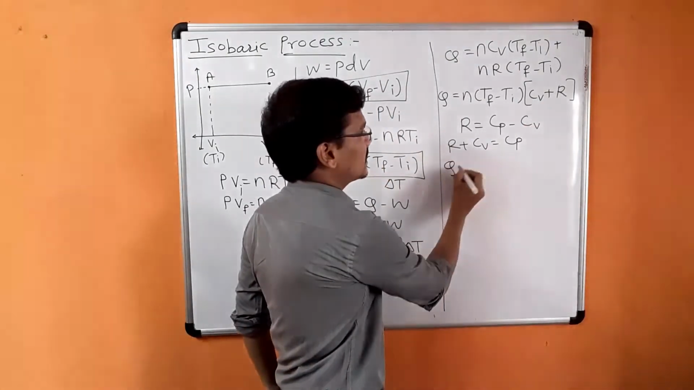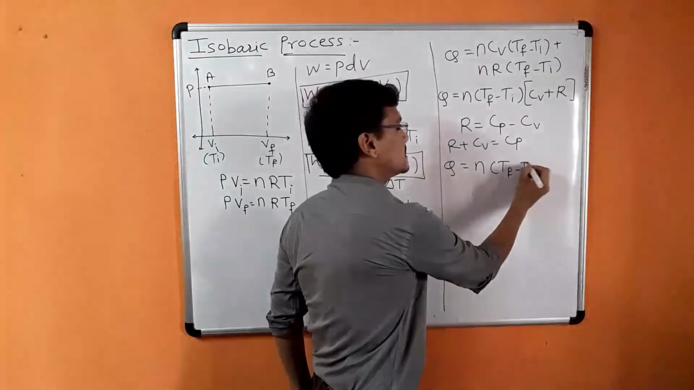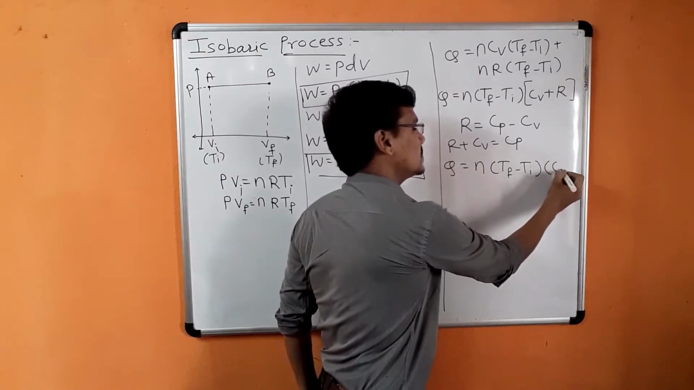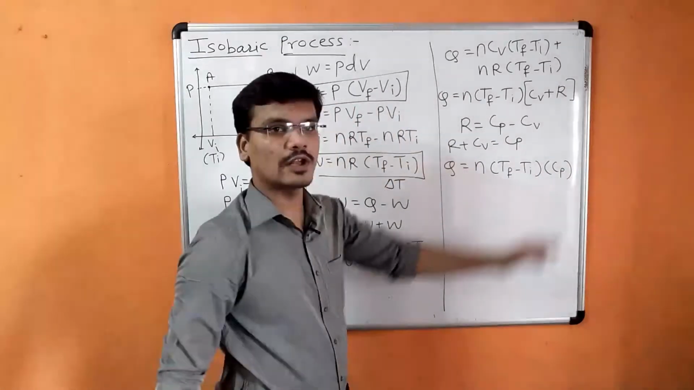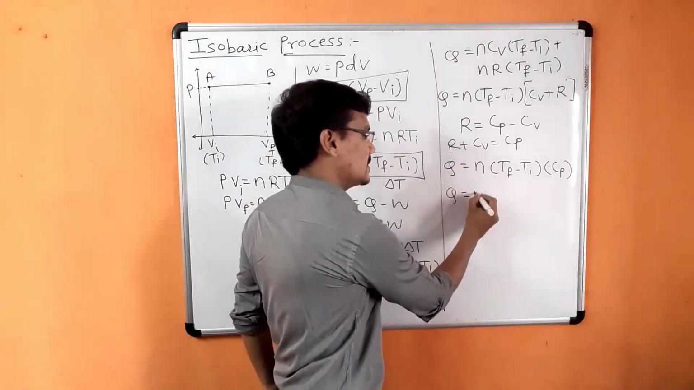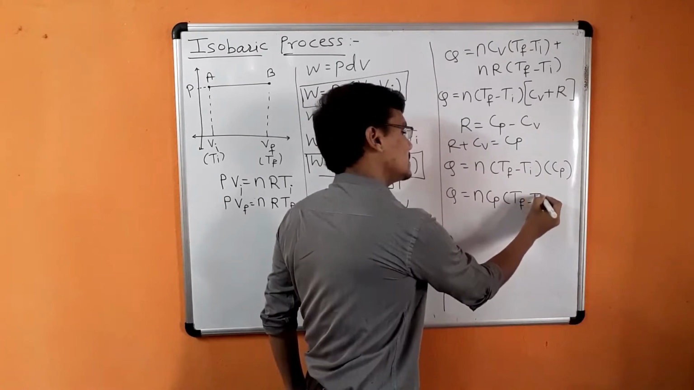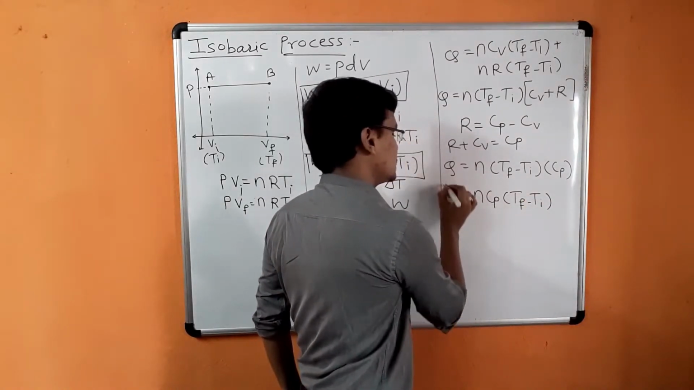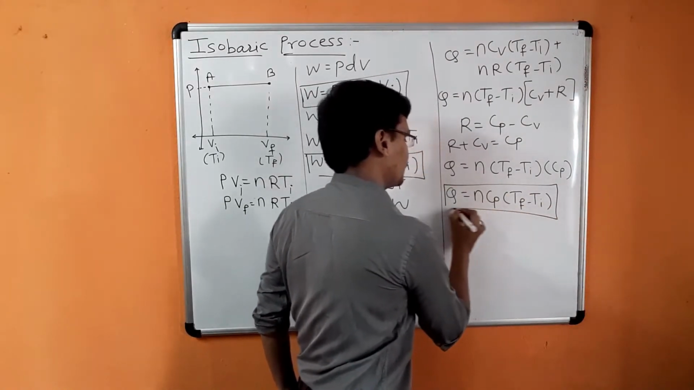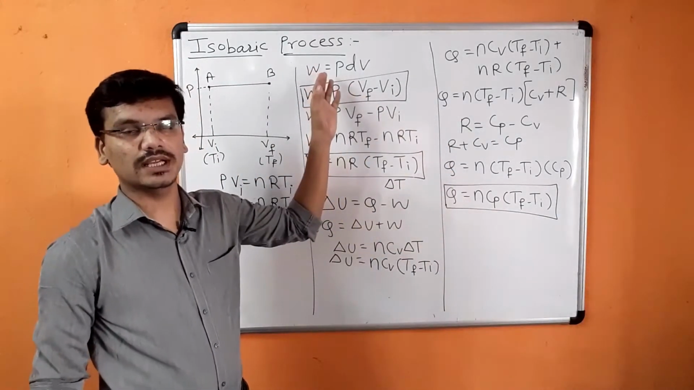Therefore, Q equals n(Tf minus Ti) into Cp, the value of Cv plus R. Therefore, Q equals n Cp (Tf minus Ti). This is the heat value during the isobaric process.